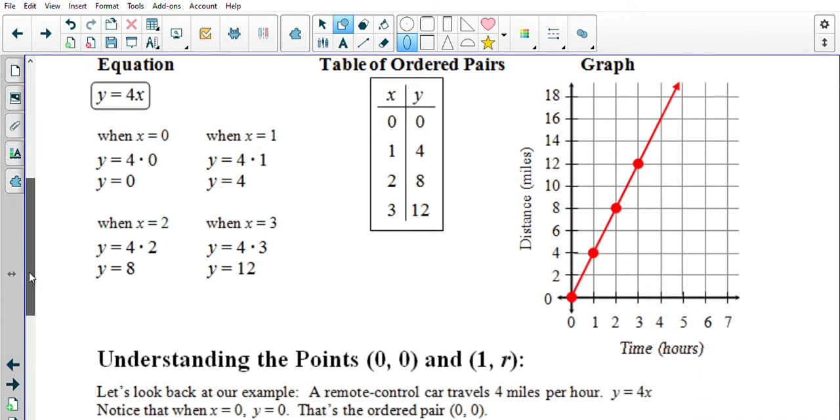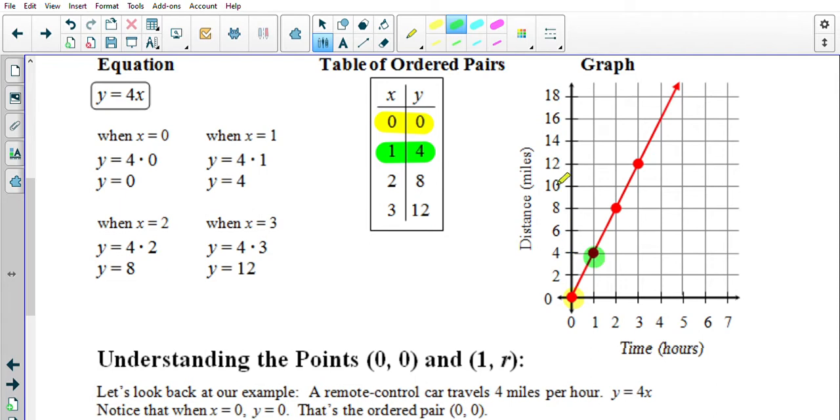So when we go to graph this, let's start off with the ordered pair 0, 0. I'm going to highlight this in yellow. So 0, 0 is left or right 0, up or down 0. That's going to be this point right here. We also have the point 1, comma 4. So go to the right 1, up 4.